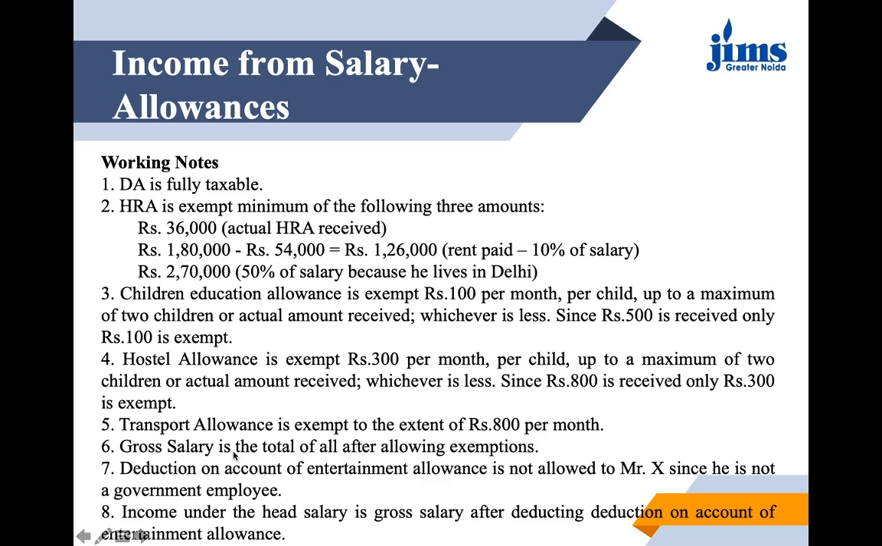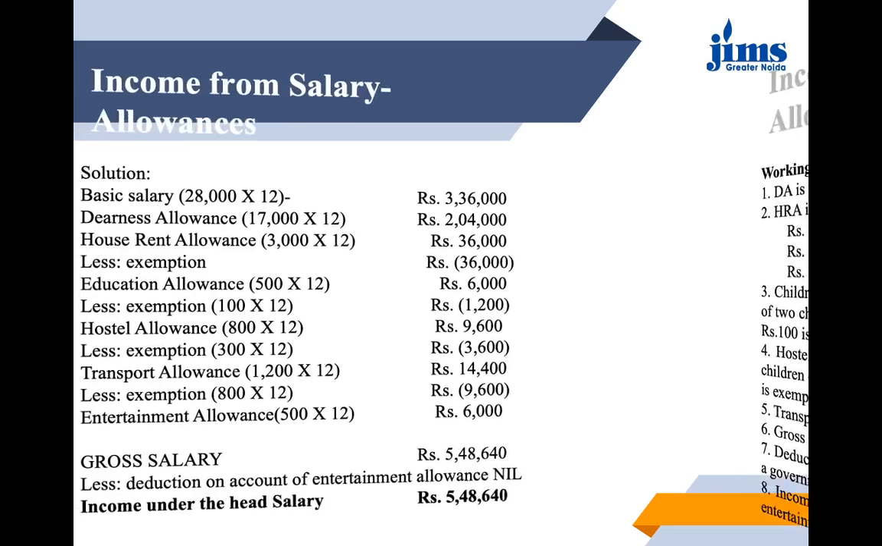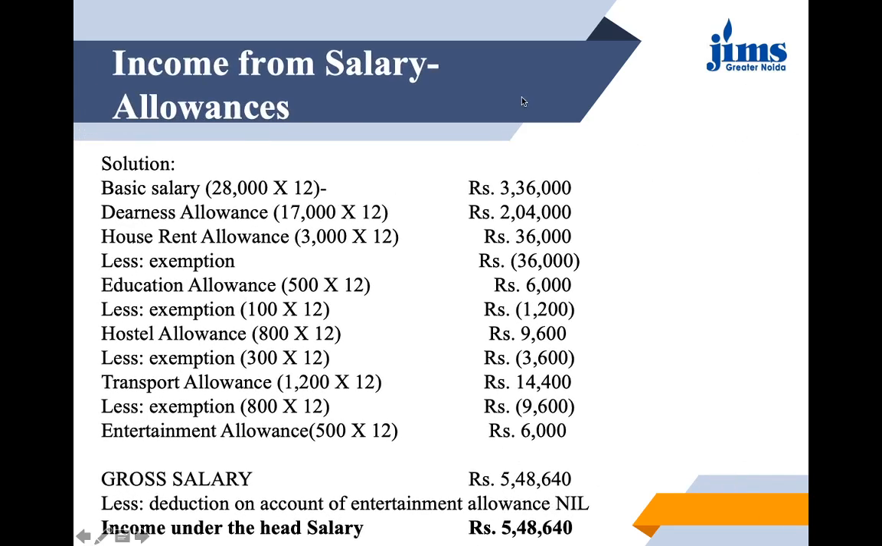And gross salary, we know, is the total of all after exemptions that we have marked in brackets, and income under the head salary is the gross salary after deducting all the deductions on account of entertainment allowance. But here, in case of Mr. X, it is not allowed because he is a government employee. So there are no deductions marked for this. So after calculating all these amounts, we are able to see the gross salary, that is 5,48,640, and no deduction on account of entertainment allowance is given because he is a government employee. So his income under the head salary comes out to be 5,48,640, and this amount would go to taxation, and it is his taxable salary from this particular head.